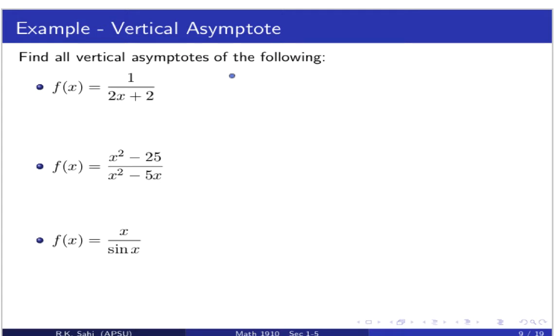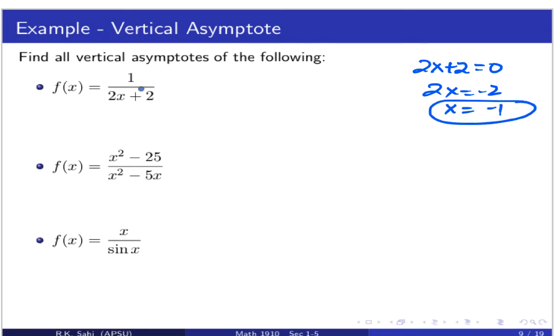Now, find the vertical asymptotes. So clearly, in other words, let's put the denominator to be 0 to get the value where this is happening. So 2x plus 2 is 0. That means 2x is minus 2, or x is minus 1. So clearly, the asymptote is happening at minus 1, because if I plug in f of minus 1, what do I get? A 1 over 0.